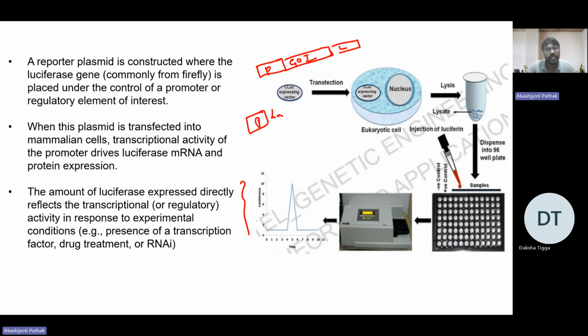There are different types of reporter genes used nowadays, like GFP. You can clone the GFP downstream to your gene of interest, and you can see whether your protein is getting expressed and where it is getting localized inside the cell. Such experiments are done regularly. That is what is shown here. In the eukaryotic cell, you lyse the cell, and then you have your luciferase expressing vector, and by measuring the amount of luminescence, you can measure the level of expression of that particular gene.